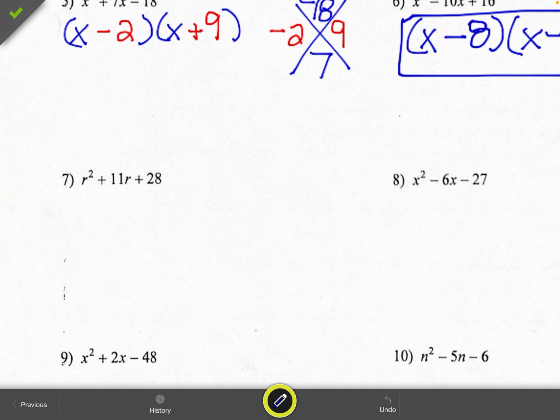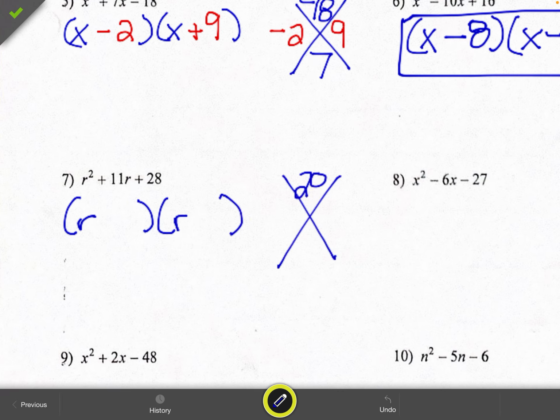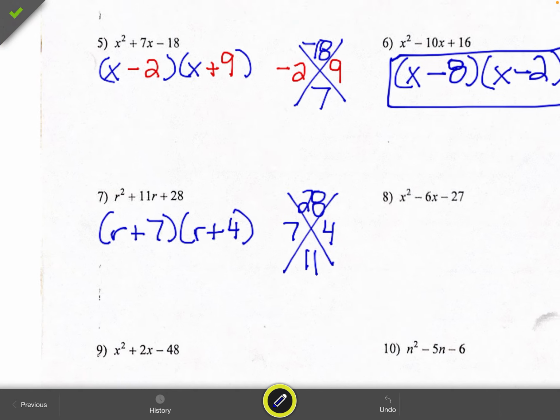All right, number 7. Set up your parentheses. Set up your x puzzle, factors of 28 that add up to 11. Use Desmos if you need it. You should have come up with 7 and 4. They're both positive, so x plus 7, x plus 4. And again, you could write x plus 4, x plus 7. Doesn't matter. That's your final answer. Check it in Desmos.